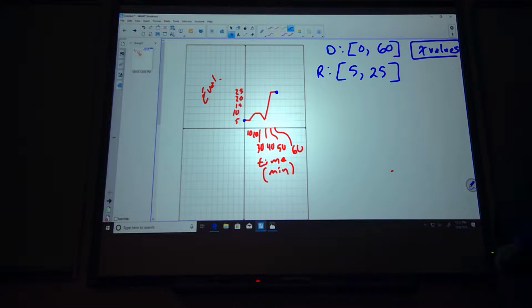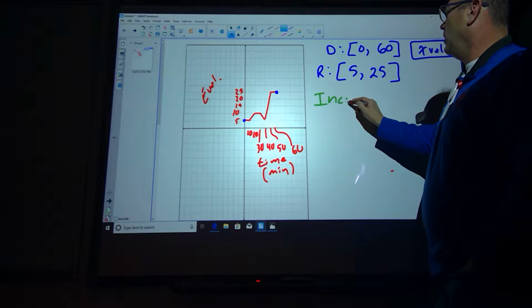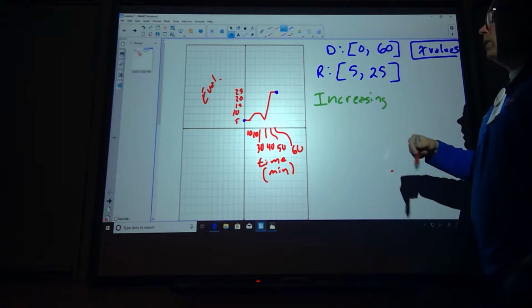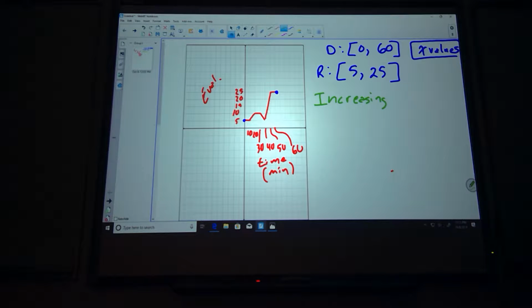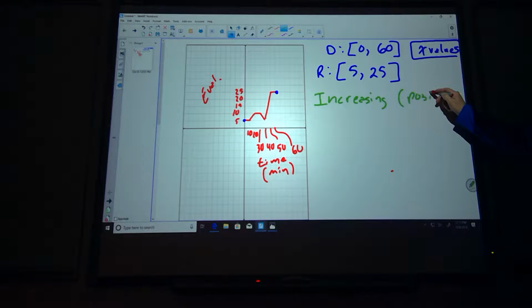Increasing? What does that mean? Going up. Going up, okay. Be a little more specific. Over the x-axis. So that would be where it's positive. A positive slope. Positive slope. It's positive slope.